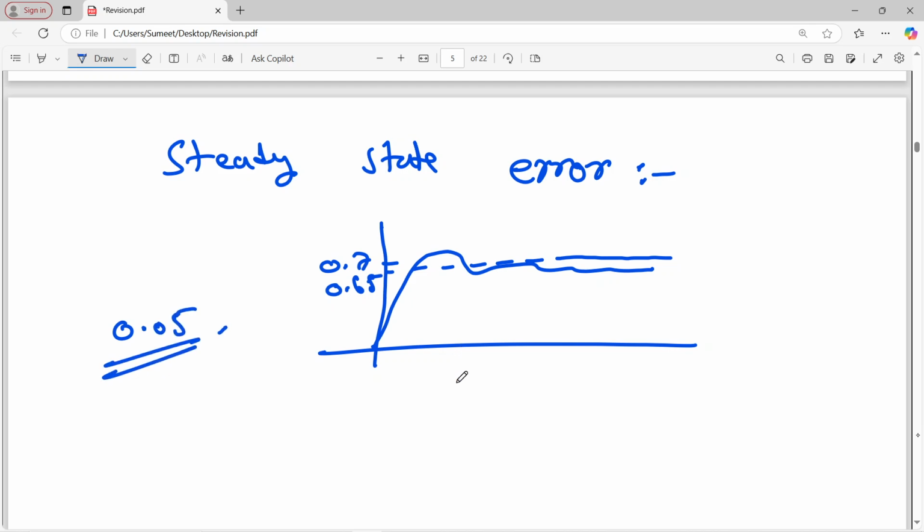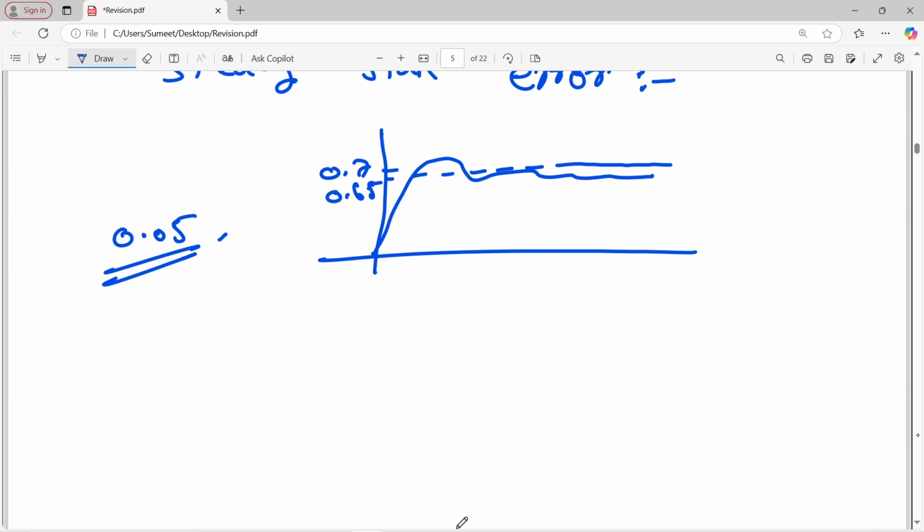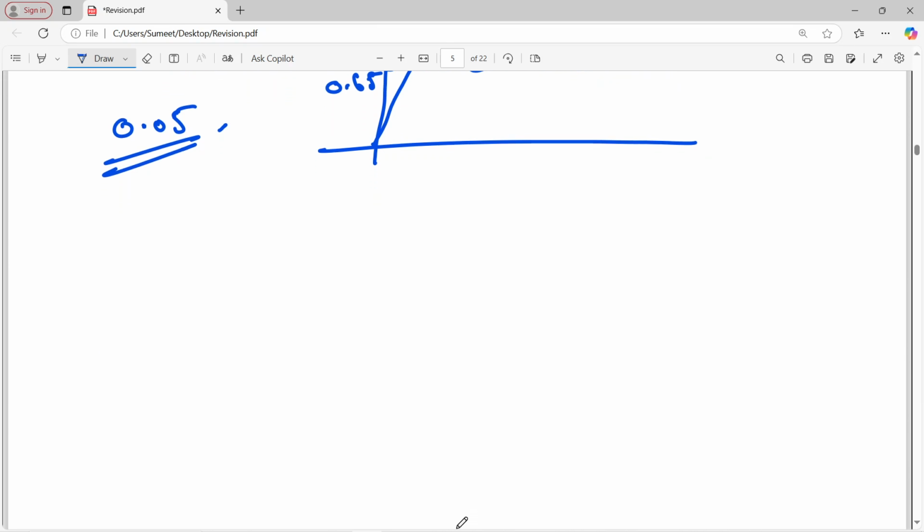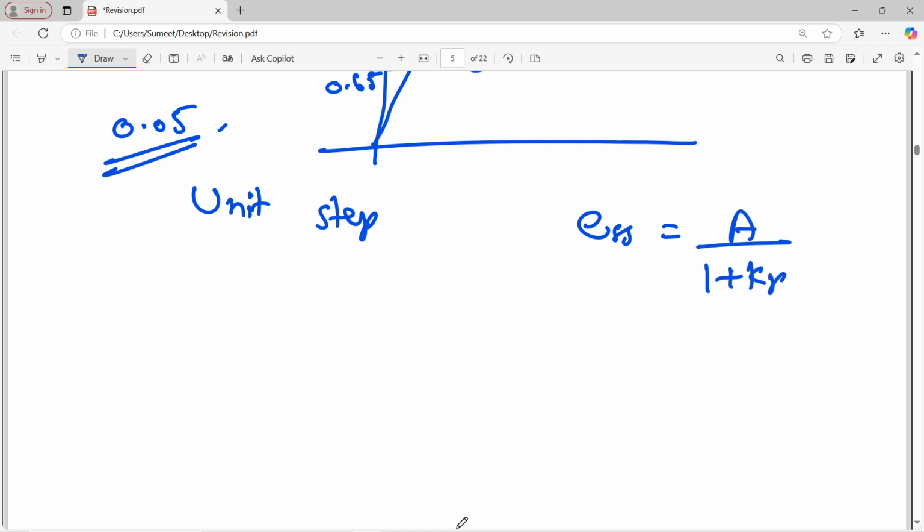Now there are various inputs like unit step, ramp and parabolic. So for a unit step input, the steady state error is given by A upon 1 plus Kp. To calculate Kp, we have the formula limit s tends to 0 G(s). So for the open loop transfer function, apply the limit s tends to 0. We can calculate the Kp, call it the positional error constant, or simply you can term it as error constant.